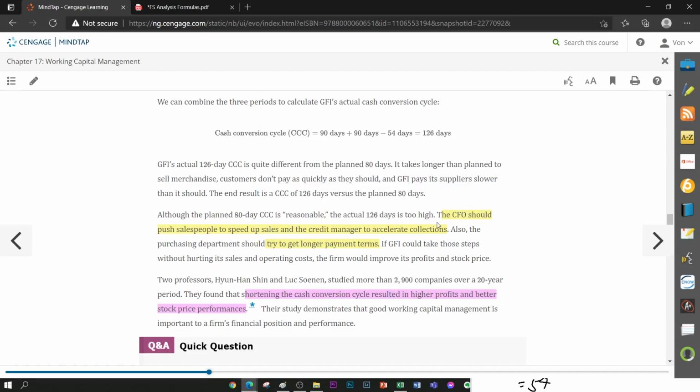Anong dapat gawin? Yan. The CFO should push salespeople to speed up sales and the credit manager to accelerate collections. Also, the purchasing department should try to get longer payment terms. Okay, if GFI could take those steps without hurting sales and operating costs, the firm would improve its profits and stock price. So, nabanggit na nga natin kanina yan, no? The shorter kasi, the better pagdating dito sa CCC. Okay.